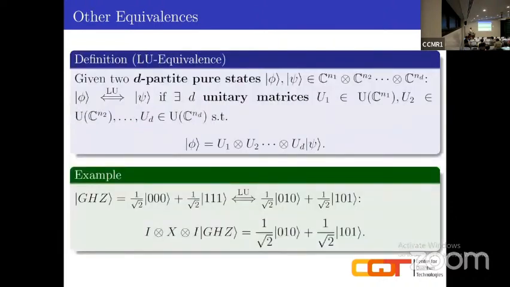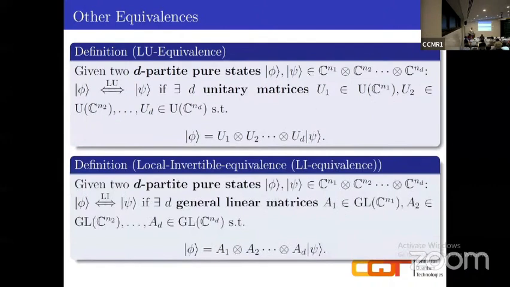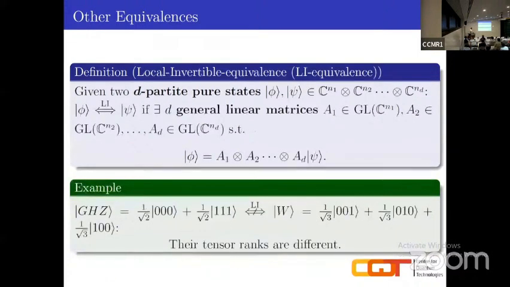And here is an example of LU equivalence. You can see that if we apply the X gate on the second bit of the GHZ state, we get the second state. Now if we relax the unitary matrices to general linear matrices, we have a very similar definition, called LI equivalence. Here is an example where these two states are not LI equivalent, because the tensor rank of the GHZ state is 2, and the tensor rank of the W state is 3. And by invertible matrices, you cannot change the tensor rank of a state.